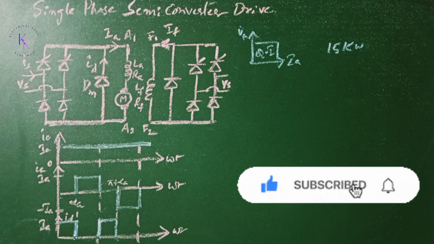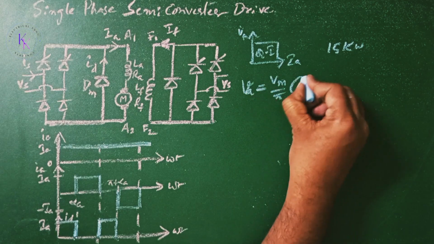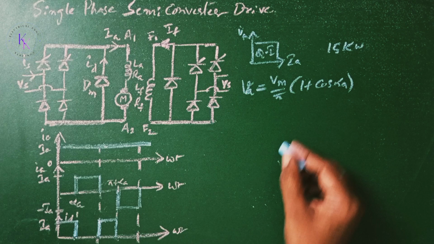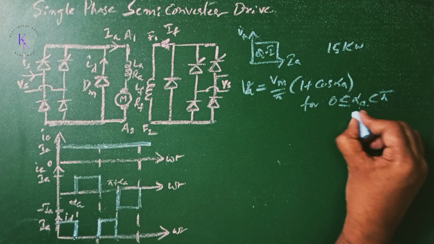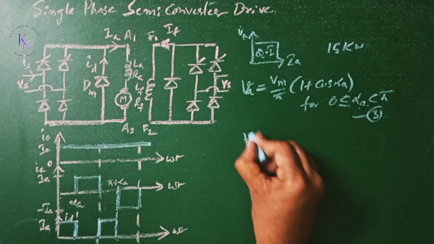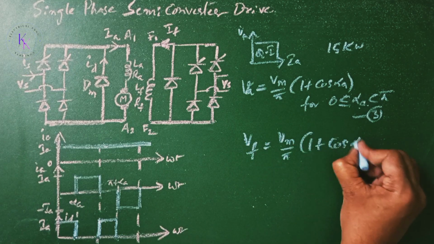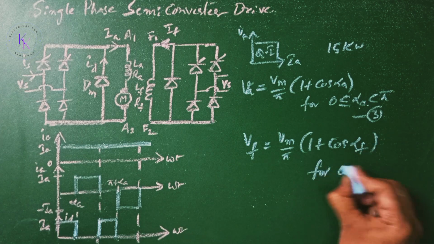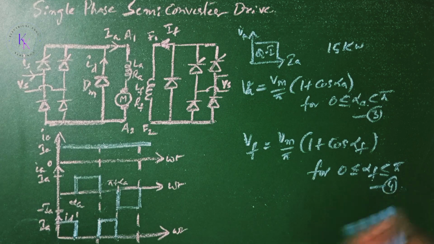A single phase semiconverter in the armature circuit gives the average armature voltage VA equal to Vm by pi times (1 plus cos alpha A), for alpha A between 0 and pi. Let this be equation number 3. Now with the semiconverter in the field circuit, the average field voltage Vf is given by Vm by pi times (1 plus cos alpha F), for alpha F between 0 and pi. Let this be equation number 4.